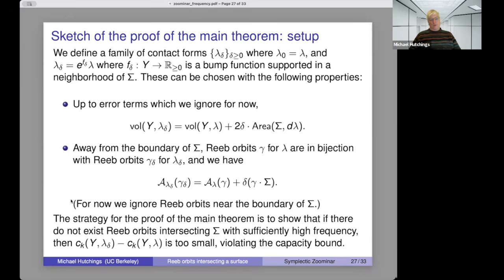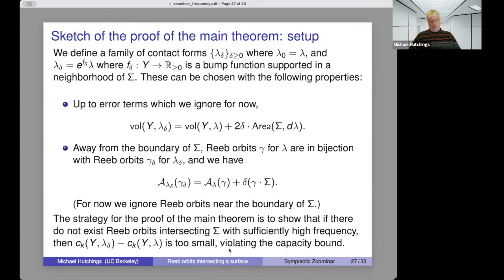I'm going to ignore the Reeb orbits near the boundary of sigma because something more complicated is happening with those. And then the strategy for the proof is to say that suppose that there do not exist any Reeb orbits intersecting sigma with sufficiently high frequency. Well, then sort of these actions of Reeb orbits are not increasing very much. And you can argue that the spectral invariant of the new contact form minus the spectral invariant of the old contact form, that difference is small.